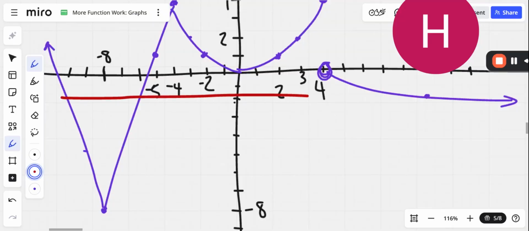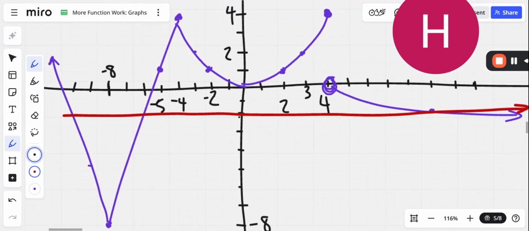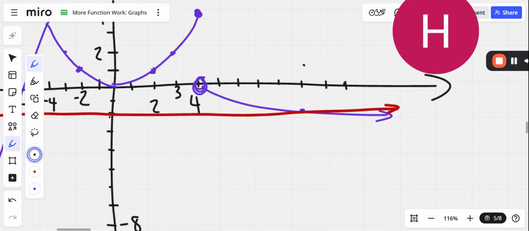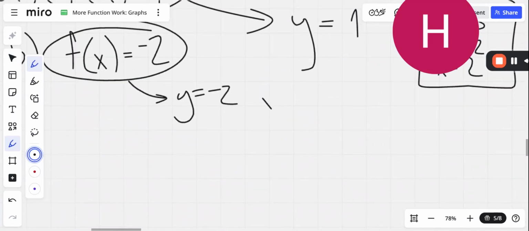Okay, so we have several points where the graph is crossing negative 2. I see one there at x equals negative 10. I see one here at x equals negative 6. And I see one again here at x equals 8. Is it 8? Might be 9. It's looking like 9. So our solutions are going to include all of those x values: negative 10, negative 6, and 9.